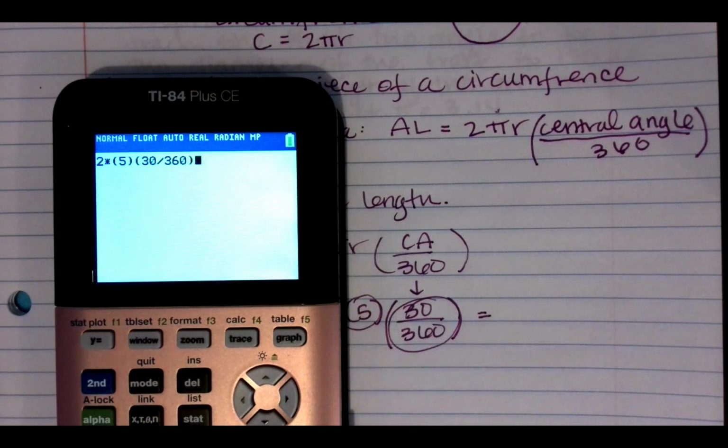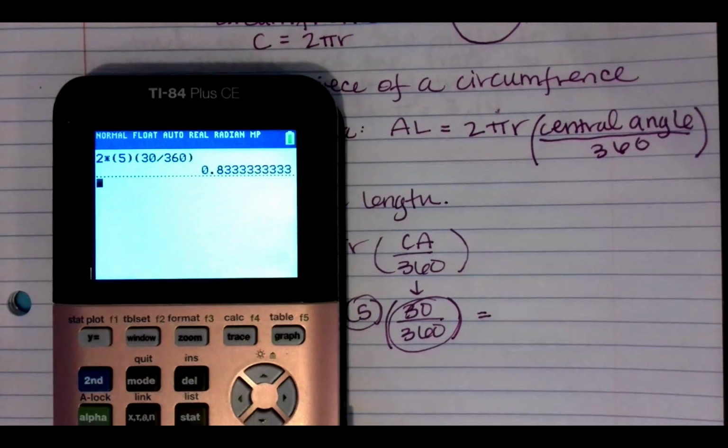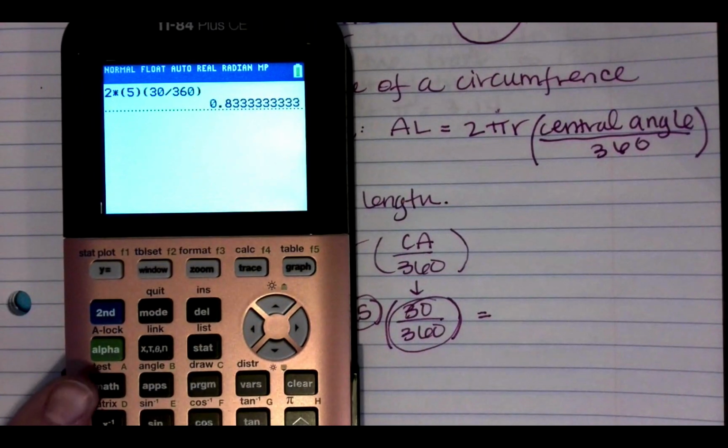360, that's it. Hit enter. What a beautiful decimal. We don't want decimals on this one. On the homework, you will not be finding decimals. So everybody in my class knows this really well. Hopefully everybody does. What are we going to do? We're going to hit math, enter, enter, and it turns that guy into a nice fraction for us.